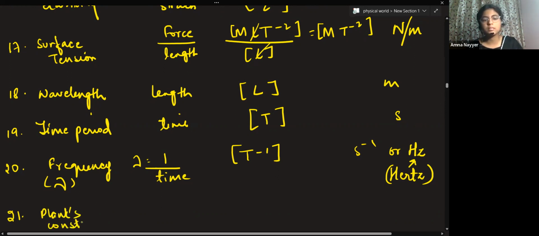Planck's constant. So energy is equal to h, Planck's constant, multiplied by frequency. You tell me what will be the dimensional formula of it. Energy, I've told you, energy and work done are all the same. Frequency, I've just told you. So first quickly note it down and then tell me what will be the dimensional formula of Planck's constant.